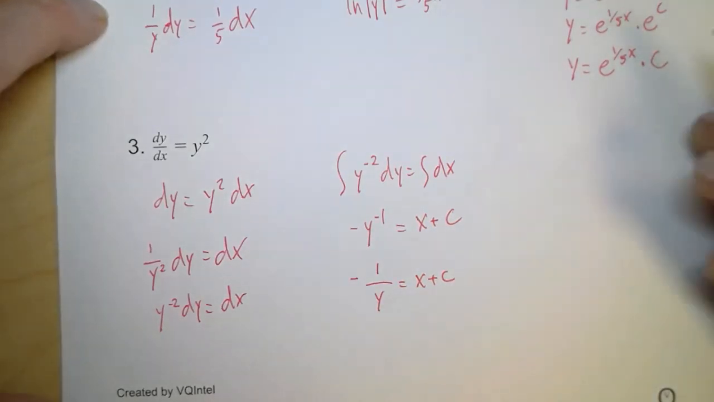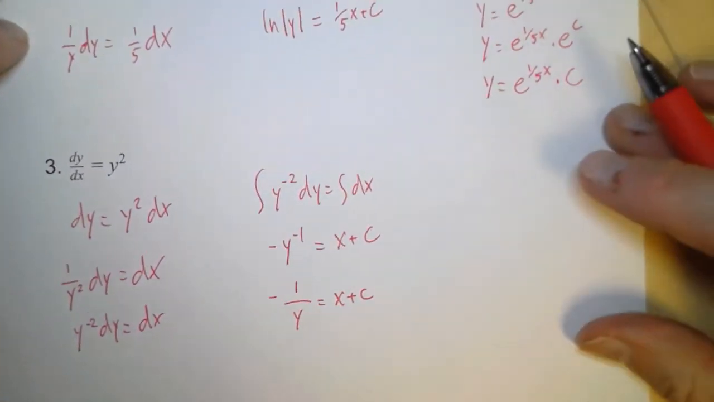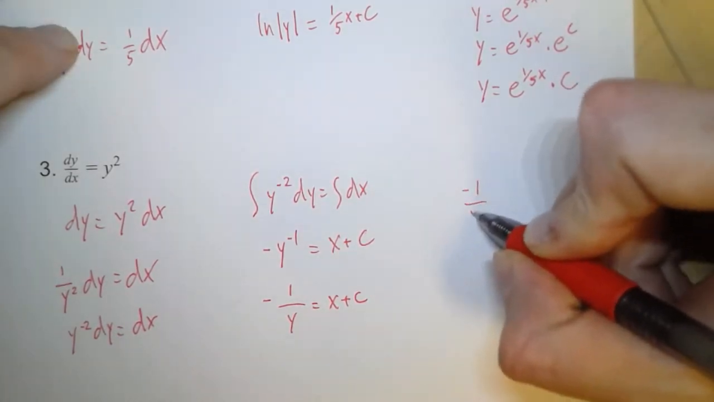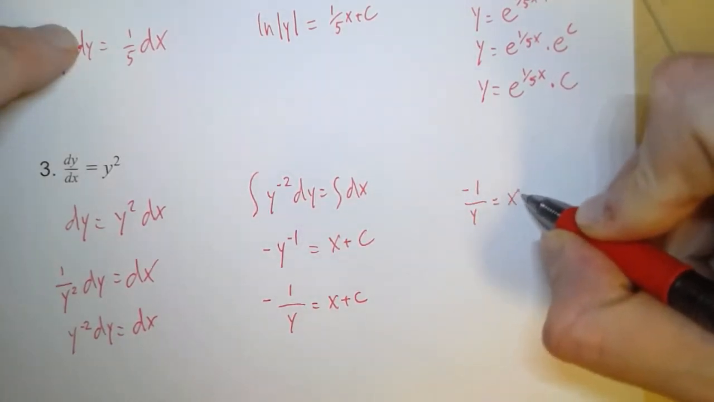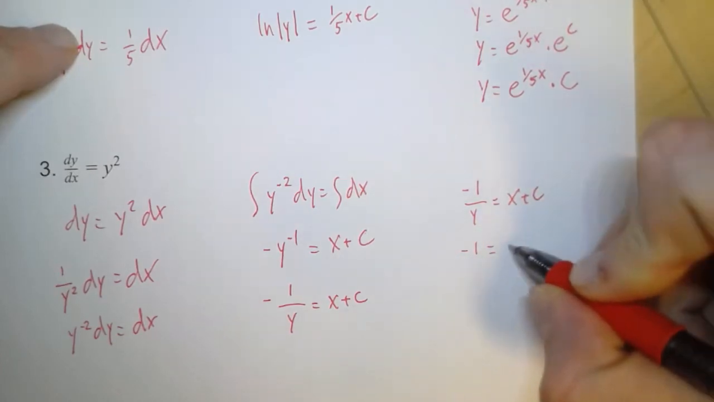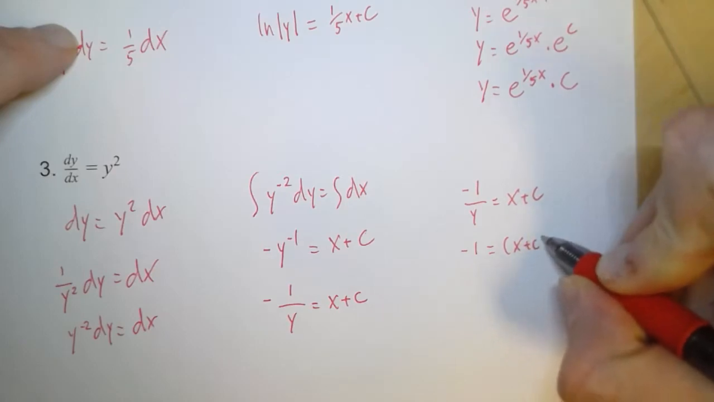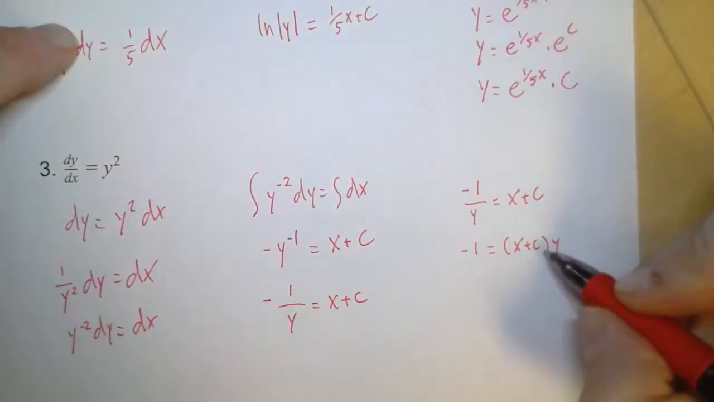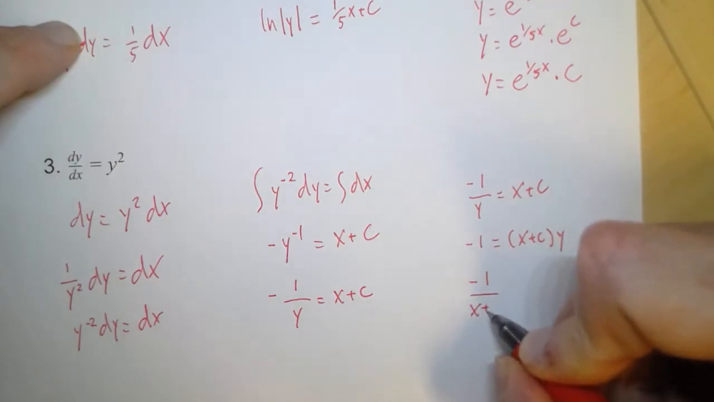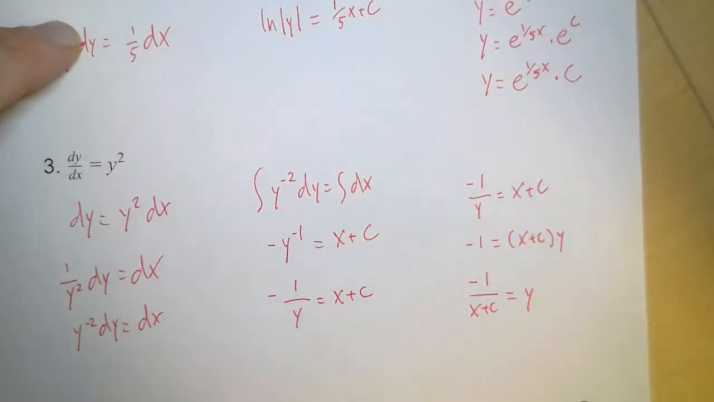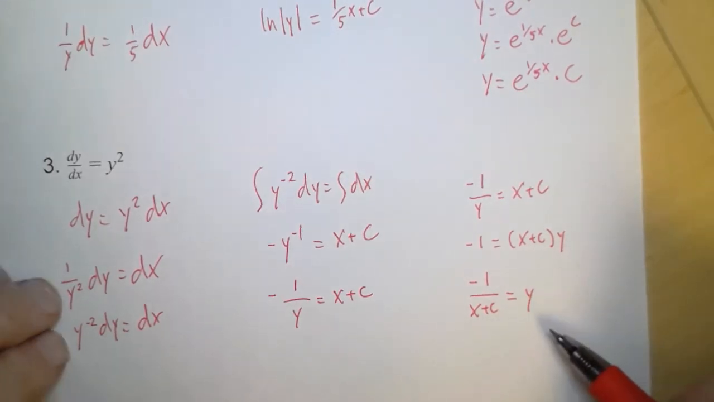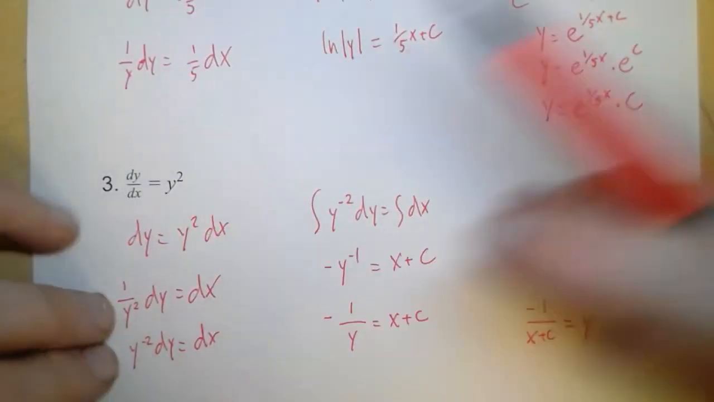So we need to get y by itself. To do that, I'm going to first take my equation, negative 1 over y equals x plus c, and multiply both sides by y. So negative 1 equals x plus c times y, and then I'll divide both sides by x plus c. That will give me y by itself. So that is the general solution for this differential equation.